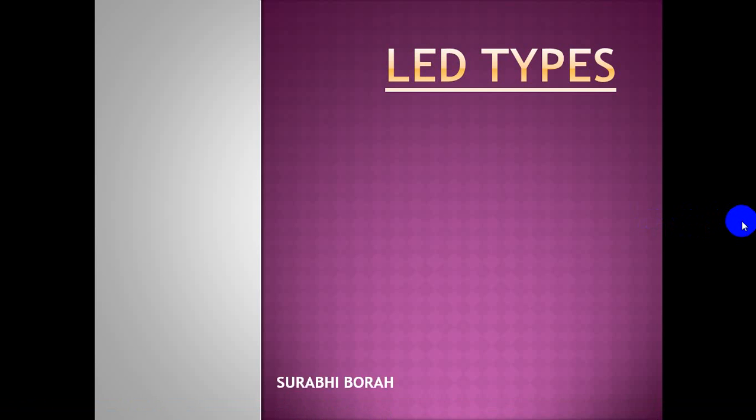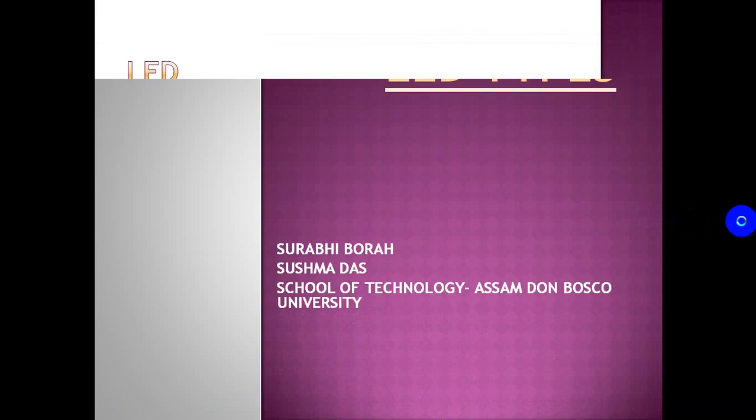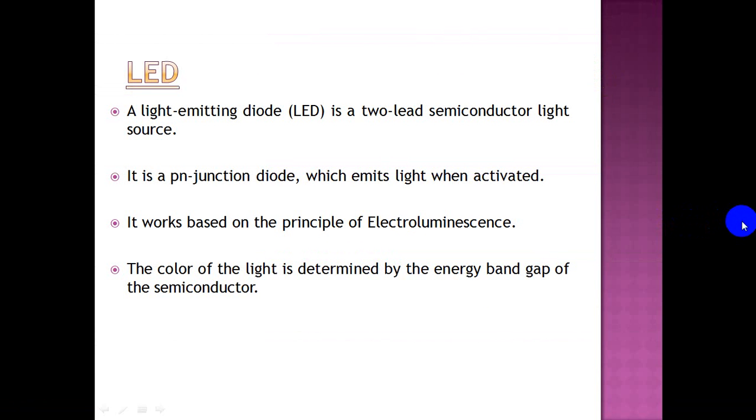Hello everyone. We are going to discuss the different types of LED. First of all, let us see what is LED. LED or light emitting diode is a two-lead semiconductor light source. It is a PN junction diode which emits light when activated.